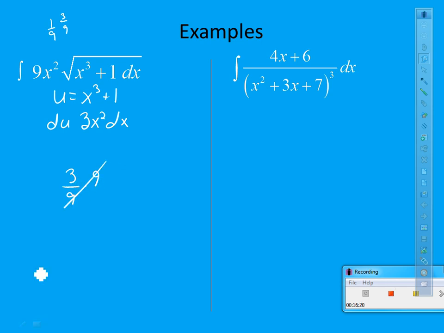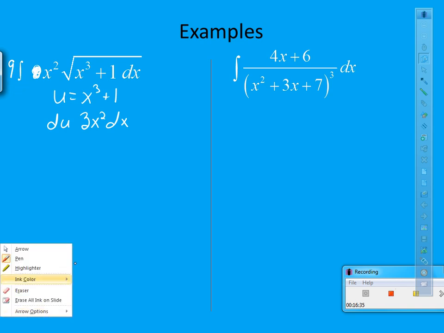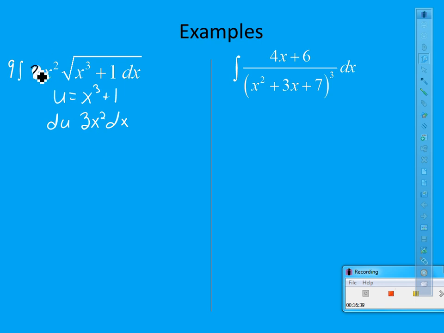I've had some people that really struggle to see what to do, so here's another option. If there's a constant right here in your way, you can move that out front. You can slide it around. Now you need to see a 3x squared. Put a 3 there. That means you put a 1/3 out here. So here's what I finally got. 9 times 1/3 is a 3.